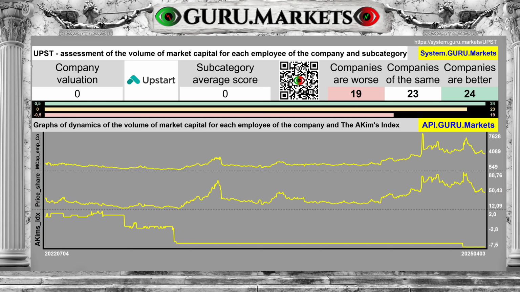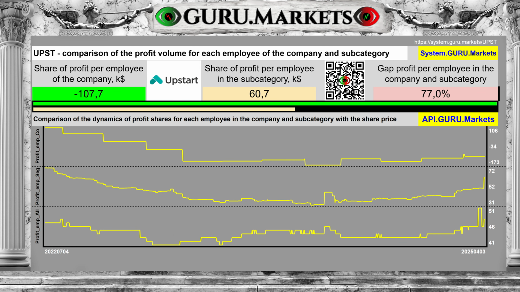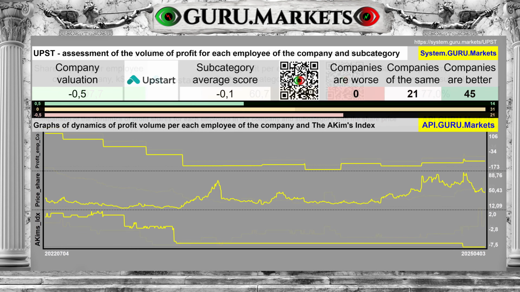The amount of profit per individual employee of the company is -$107,700, with the average for the subcategory $60,700. And the difference between the average for the subcategory and the company's indicators is 77%. Assessment of the company's profit per employee in comparison with the indicators of companies in the subcategory: tolerable, -0.5 points.